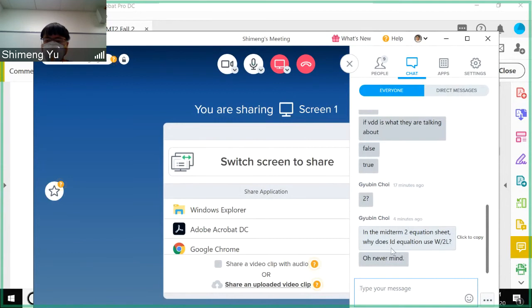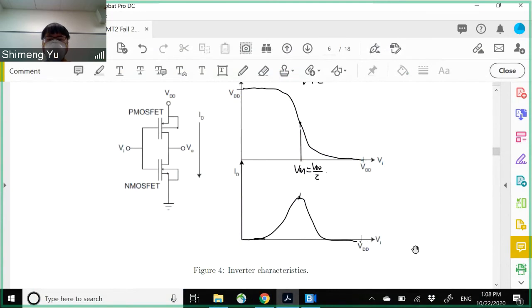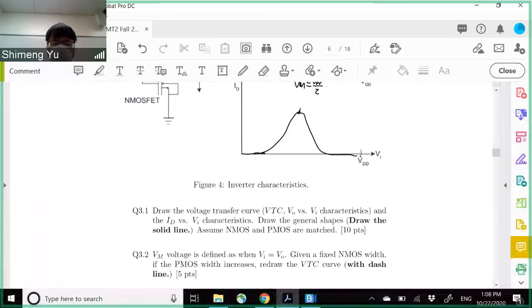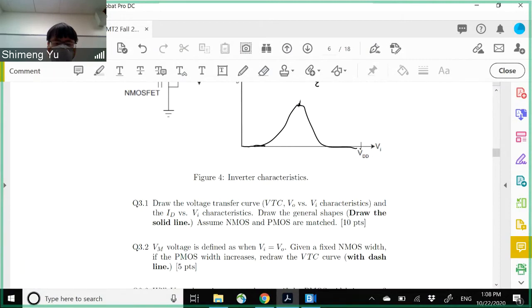So in saturation it is W over 2L, that's correct. So for the saturation current, you have the half in front of the current equation. All right, so that's the one. The VM is defined as when the input equals the output.